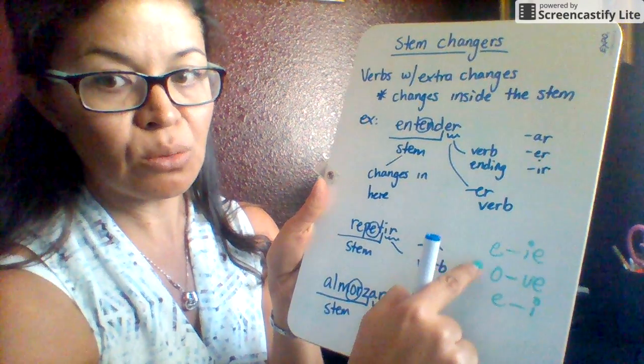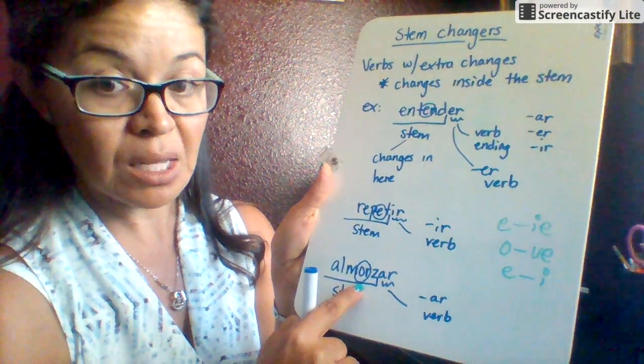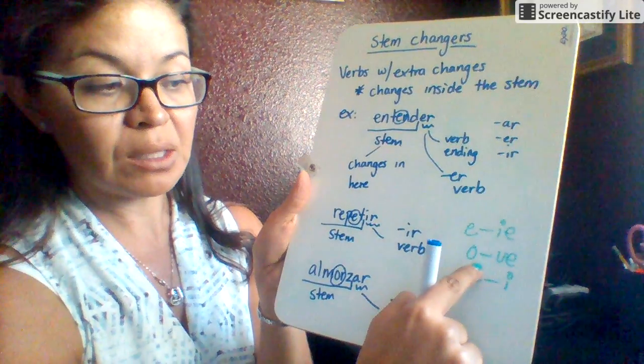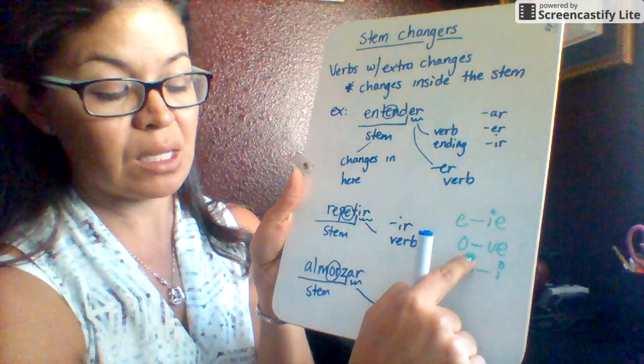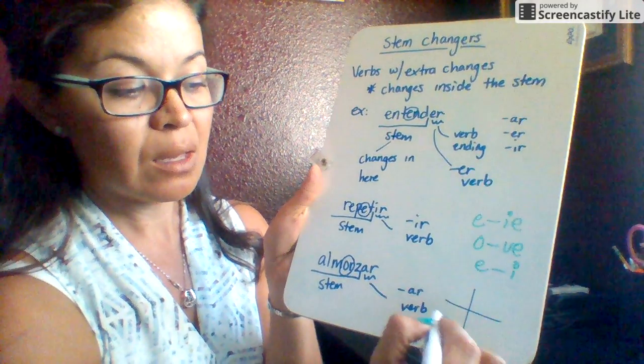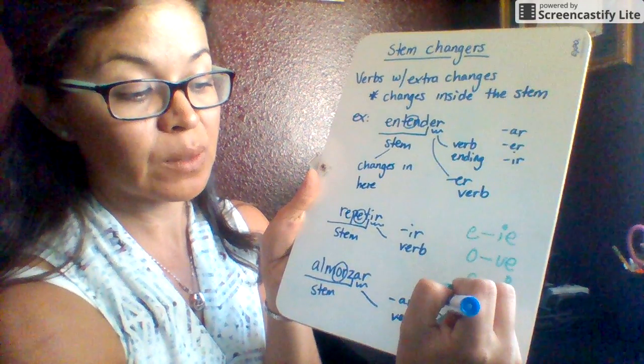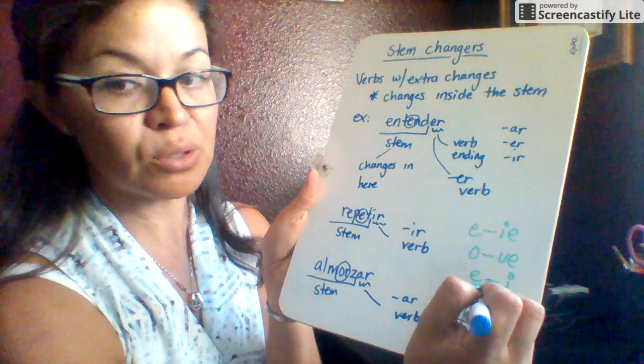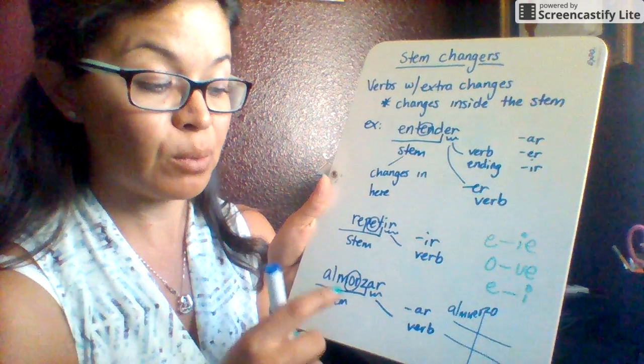Based on these three changes, we can tell that almorzar, this O, automatically you know that that's going to have a UE change. So when we conjugate almorzar, we know to say almuerzo. So that's why we end up writing almuerzo, or we end up saying yo almuerzo.